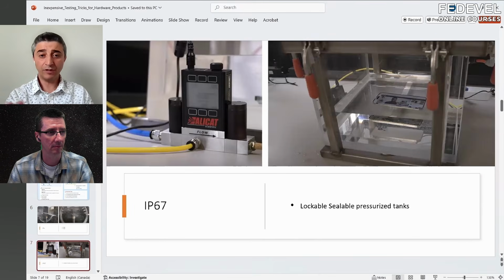IP67, like we said, they take the whole device and they submerge it in water. Now, sometimes you don't have a 1 meter deep tank. So what they do, they have less depth, but they pressurize the tank. Once the pressure changes, they know there is probably a leak in your design. Now, I don't have access to this, so how can I do it?